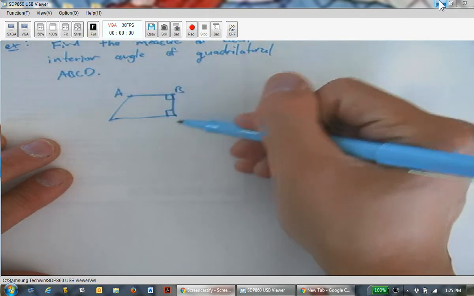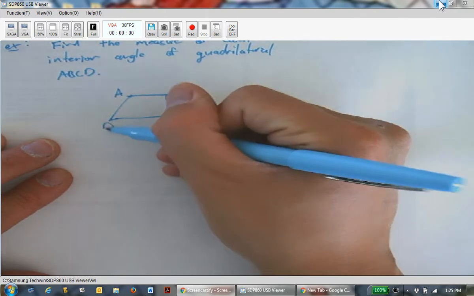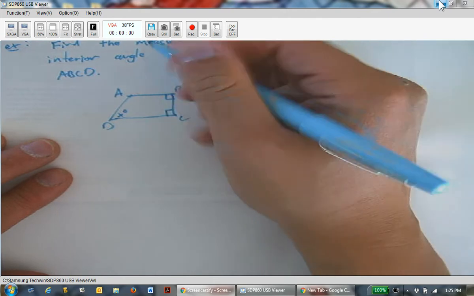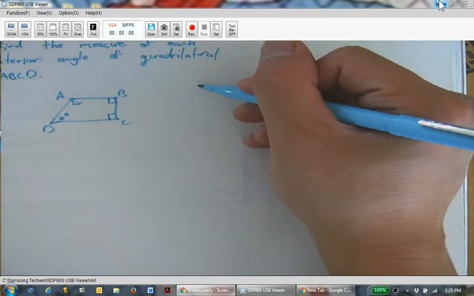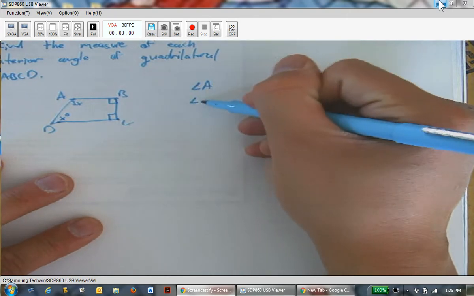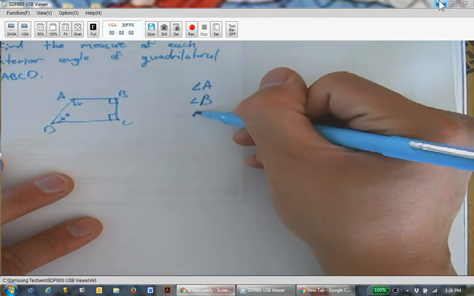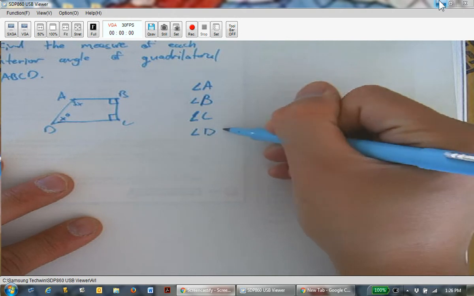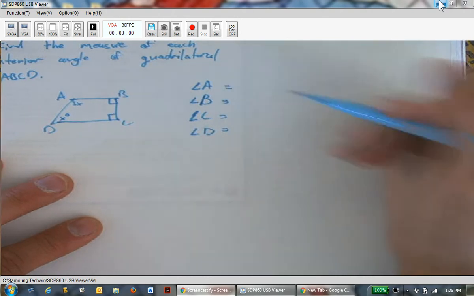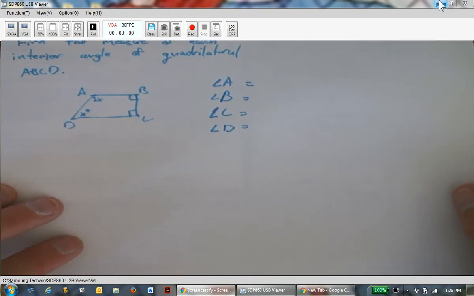A, B, C, and D. It's going to be x degrees, and this is going to be 3x. We need to find the angle of A, the angle of B, the angle of C, and the angle of D. Those are my goals, okay?